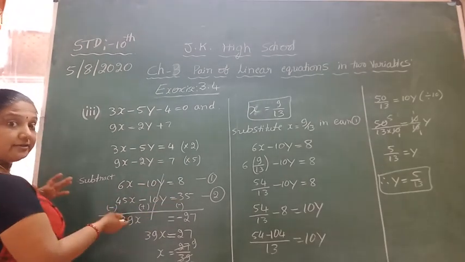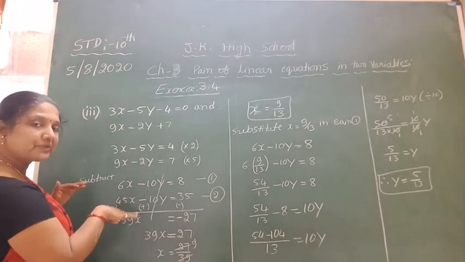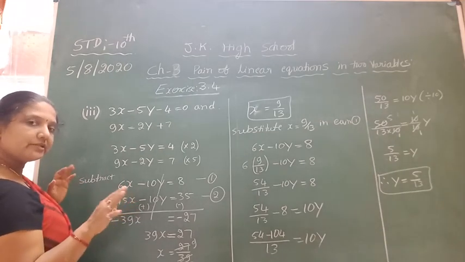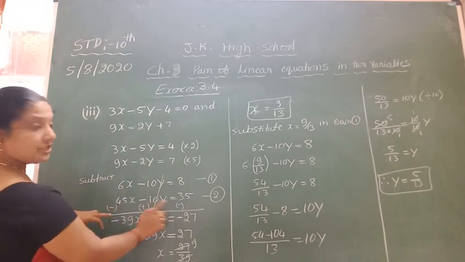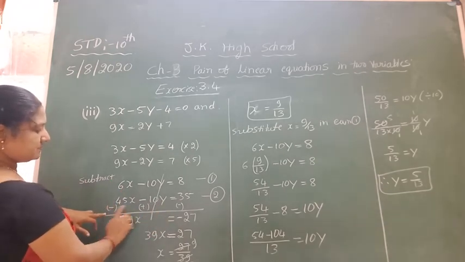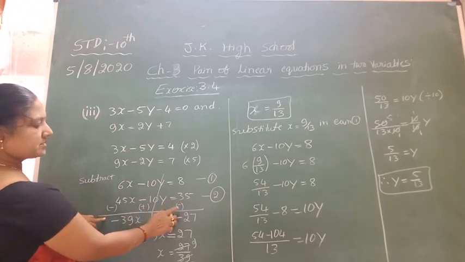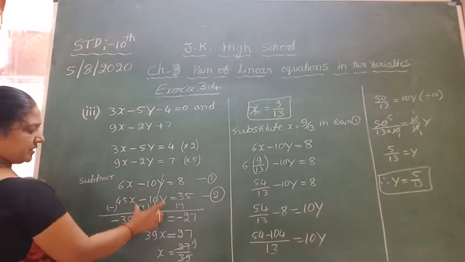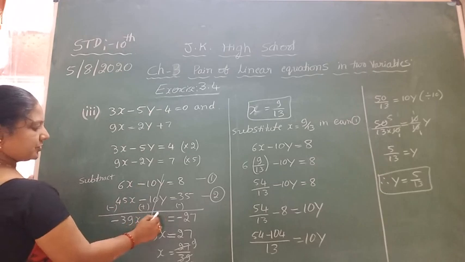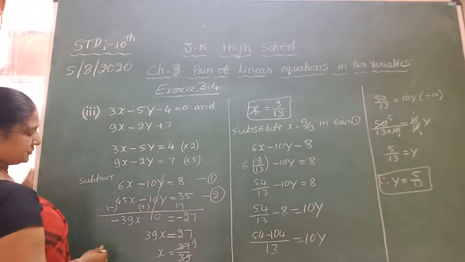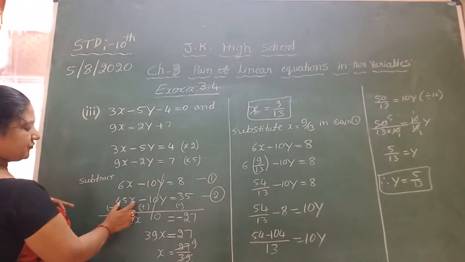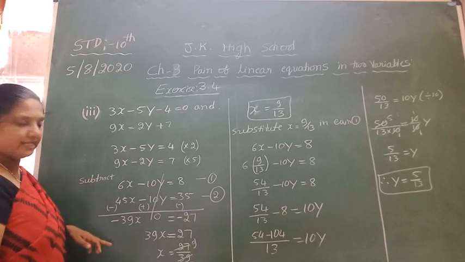But you have the same sign here, so you have to subtract. If opposite signs are there, you can add. So now you subtract. Subtraction means the subtrahend sign will change. So here plus becomes minus, here minus becomes plus, here plus becomes minus. Then this variable is going to be eliminated. Minus 10y plus 10y will become 0. Then 6x minus 45x, minus 39x it becomes.